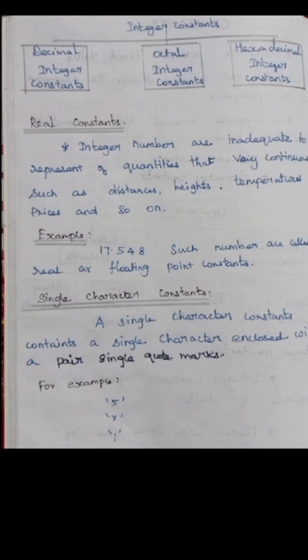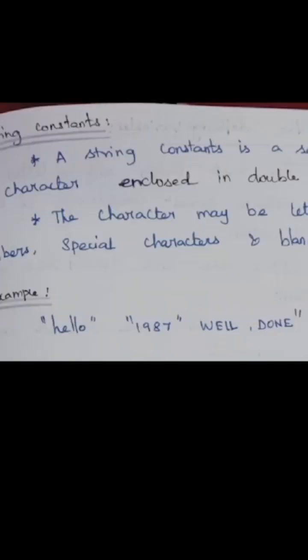Single character constant. A single character constant contains a single character enclosed within a pair of single quote marks. String constants. A string constant is a sequence of characters enclosed in double quotes. The characters may be letters, numbers, special characters, and blank space.